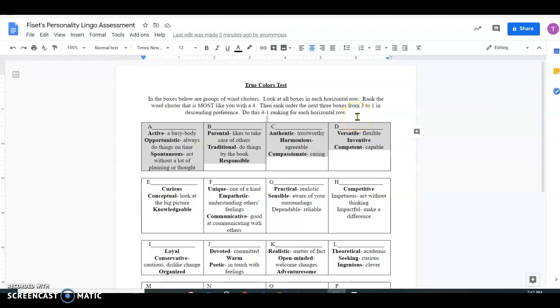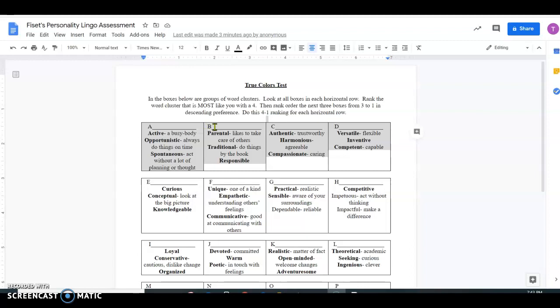So this means the one that you think is most like you is going to be a 4. The one that is second most like you is going to be a 3, and then 2, and then a 1 will be the least like you. Starting with the first row, if I read the first one, it says active, a busybody, opportunistic, always do things on time, spontaneous, act without a lot of planning or thought. So that's somewhat likely, but maybe not the most like me.